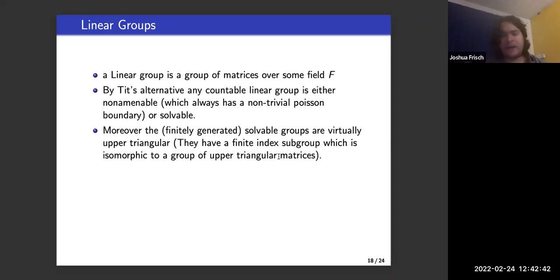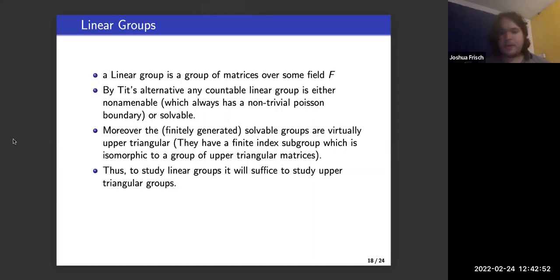Somehow, finite index is not going to affect most of what we do in this theory, so I'm going to focus on these upper triangular groups. Suffice it to say, anything will go over to the more general thing. So basically, in order to study linear groups, all we have to do is study upper triangular groups, groups consisting entirely of upper triangular matrices. But I should say, this is not immediately so obvious. Upper triangular groups are pretty complicated. In particular, these lamplighter groups, which I just mentioned, are even examples of upper triangular groups where the matrices are 2x2 matrices.